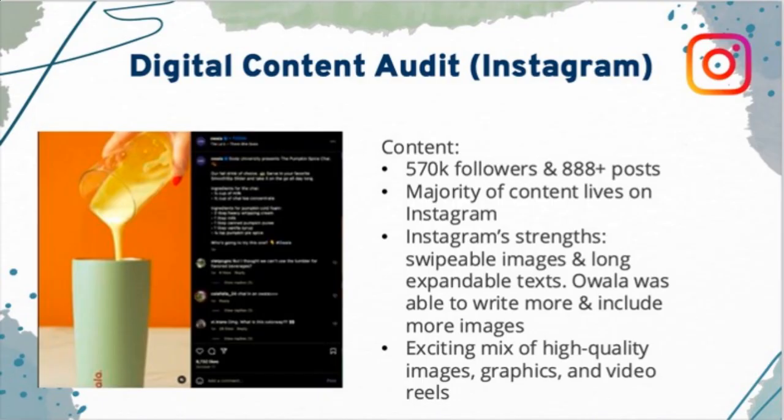So what is Instagram's strength? It says here Instagram's strength: it has shareable images and long expandable texts, and Owala appears to be able to write more and include more images. So what is Instagram's strength, and how was Owala able to take advantage of this feature? Their observations suggest that Instagram was the major content hub for this brand.